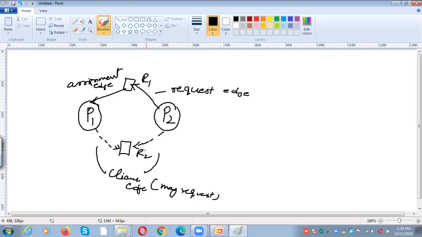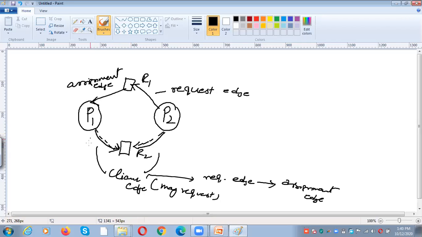After that, these particular claim edges will be converted into request edges. When will it be converted? When P1 and P2 request the resource, this dashed line will be converted into a solid line. So after that, this claim edge will be converted into the request edge. After that, the request edge needs to be converted to an assignment edge. When will it be converted into an assignment edge? Whenever you want to convert it into the assignment edge, you need to check for the cycle.